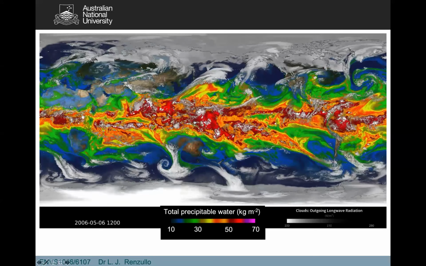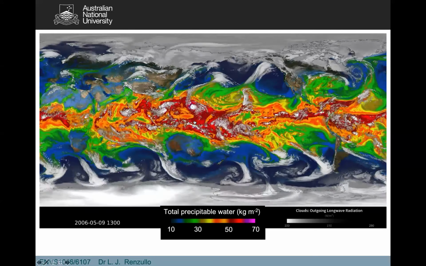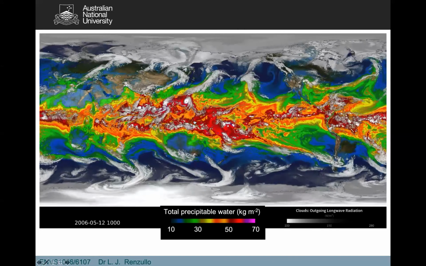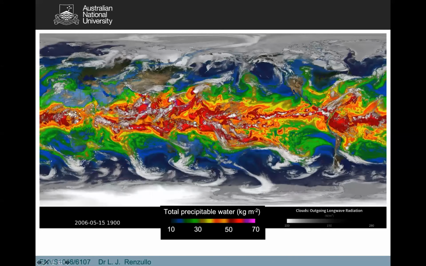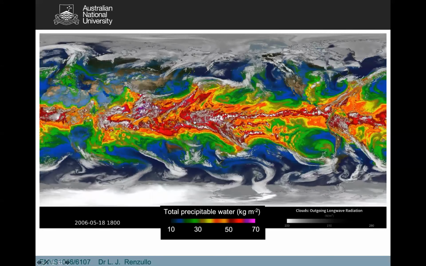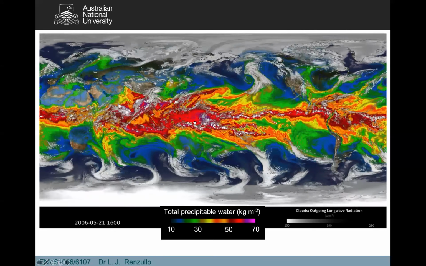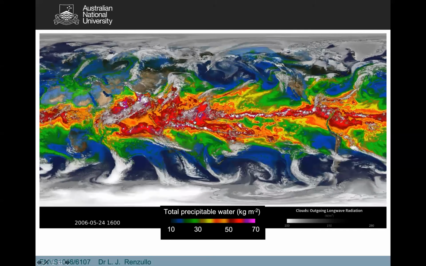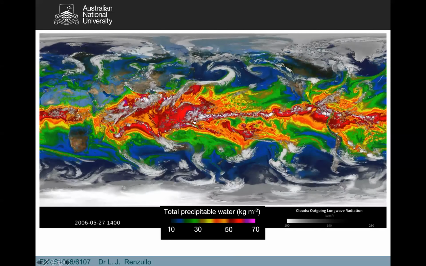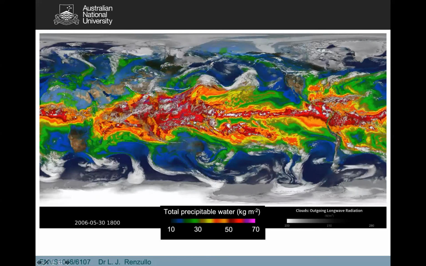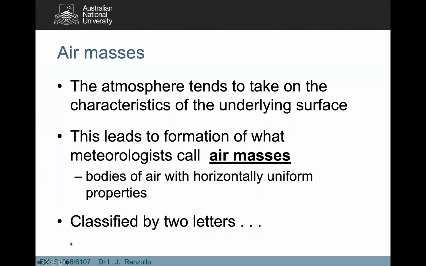The overlying air in the tropics is warm, and warm air, as you recall, can hold a lot more moisture than cold air. So because there's a lot of moisture to evaporate in that region, we tend to see a lot more moisture in the atmosphere than in other parts of the globe where the air temperature may be cooler. The reason I highlight that is because it illustrates quite nicely this concept that the atmosphere will tend to take on the characteristics of the underlying surface, and that leads to what meteorologists call the development of air masses.